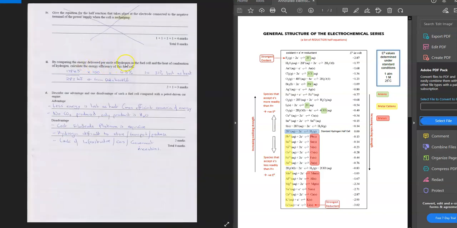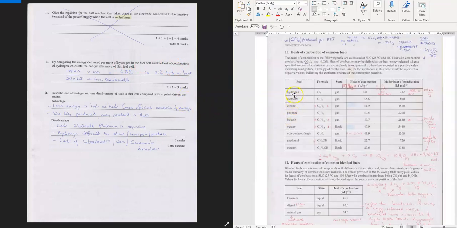Comparing the energy delivered per mole of hydrogen in the fuel cell and the heat of combustion, calculate the efficiency of this fuel cell. So how do we know how much energy you would get per mole from combustion? If we go down to hydrogen, you can see that if we completely combusted 1 mole of hydrogen gas, you would release 282 kilojoules of energy. And we've managed to transfer 178 kilojoules of energy, so we've managed to transfer 63% of that energy. So 37% in this particular fuel cell was lost as heat.